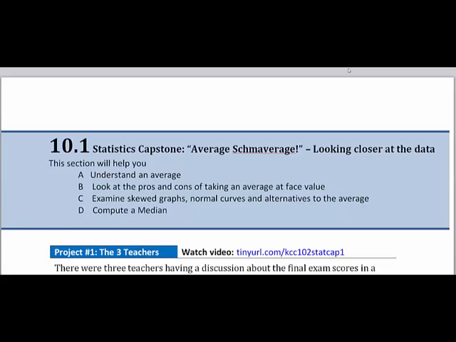Average Schmaverage. Part 1. This statistics capstone takes a closer look at data. The section will help you to understand what an average is. We're going to look at the pros and cons of taking an average at face value. We're going to take a look at skewed graphs, normal curves, and alternatives to the average. And we're also going to compute the median. This first of 3 videos takes a look at understanding what an average is.